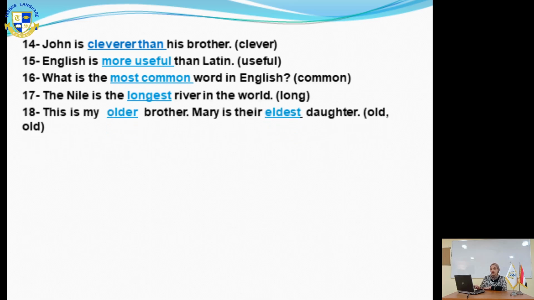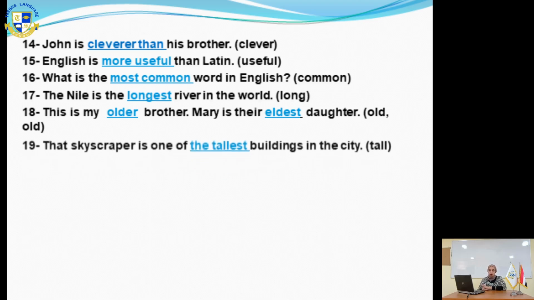Number 18, this is my, and I have to use old, but I have here two sentences. This is my brother, Mary is their daughter. Look at this. This is my older brother. It means that he is older than me. But maybe I have an eldest one. What does eldest mean? It means the one who is older than anyone else. So Mary is their eldest daughter. It means that no one there is older than Mary. So be careful here. This is my older brother, but Mary is their eldest daughter.